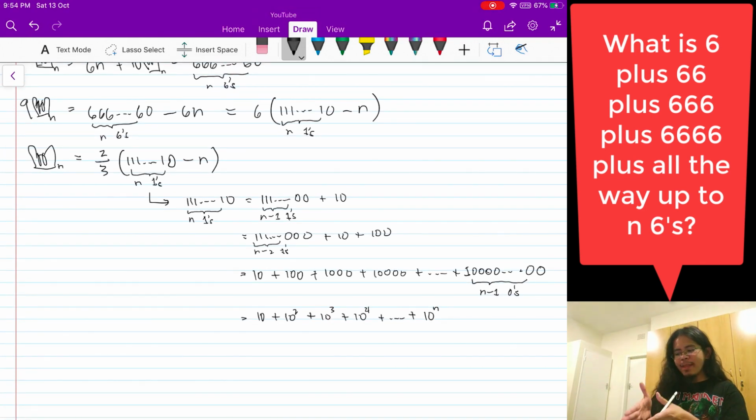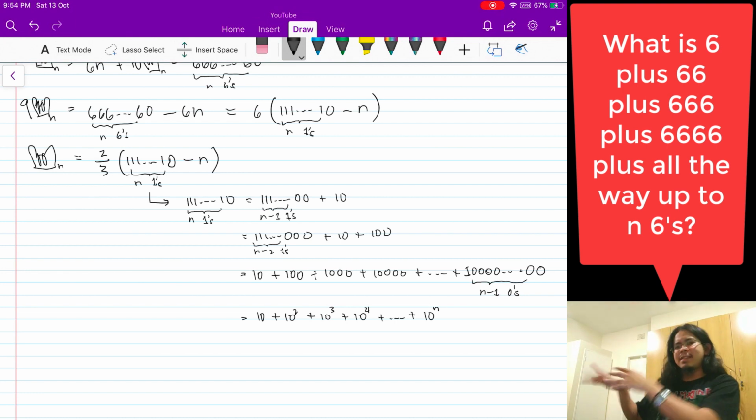Okay? What is this sum? This sum is nothing but a geometric sum, not arithmetic. Okay, so to get this sum, you get the first number 10. To get the subsequent terms, you keep on multiplying it by the same number, in this case 10. So you have 10 times 10, so plus 100. 100 times 10, plus 1000.